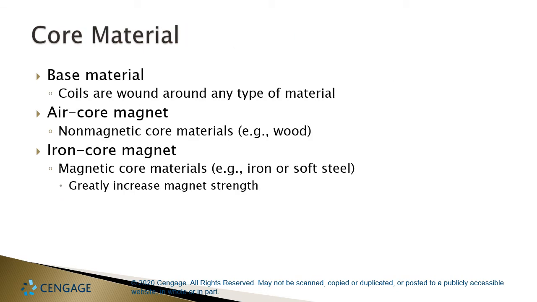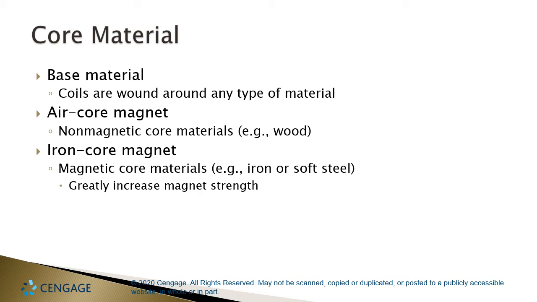The other variable you can change is the core material. Essentially, what is that coil wrapped around, right? Doesn't necessarily have to be wrapped around anything. You can use, for example, an air core magnet. An air core magnet is essentially something in the center that has no magnetic material at all. You could use wood. You could also just use an empty cardboard tube, which is filled with air. It will develop a magnetic field.